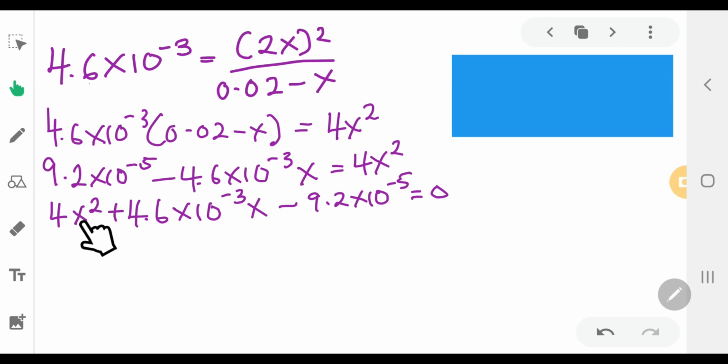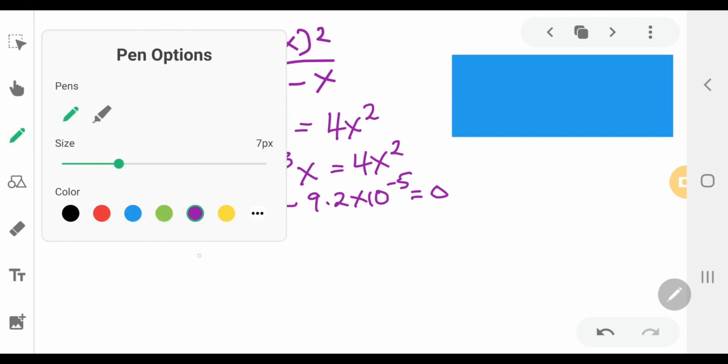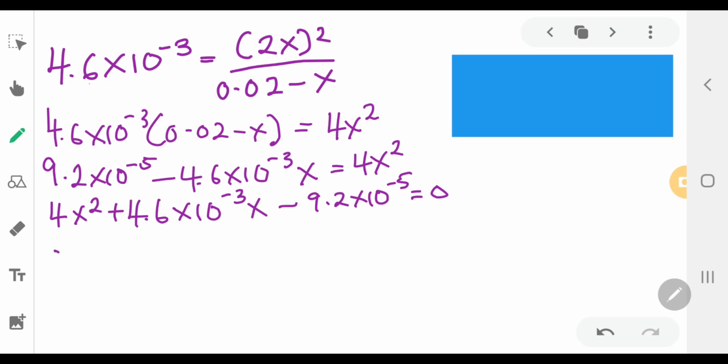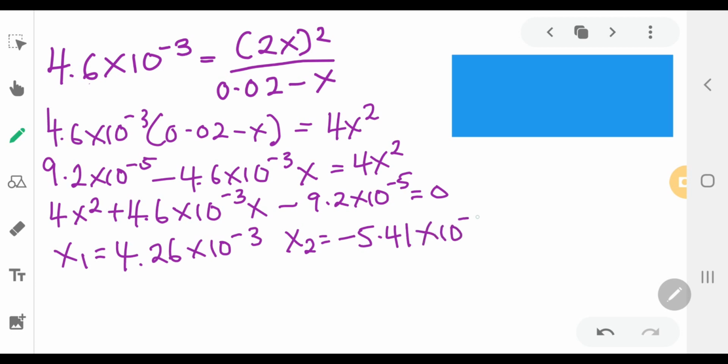What you can do now is use your calculator to find the value of x. Since you have a quadratic expression over here, you would be getting two values of x. So you have x1, which is 4.26 times 10 to the power of negative 3. And then the second value of x, x2, is negative 5.41 times 10 to the power of negative 3.